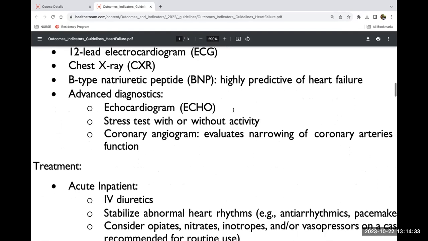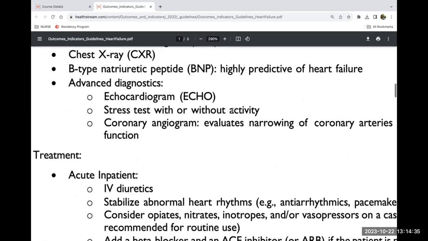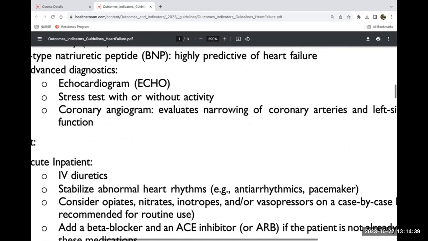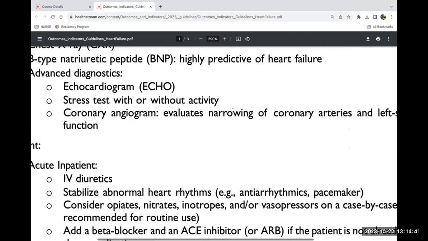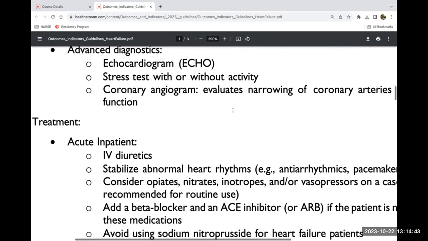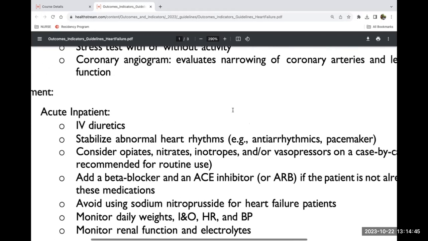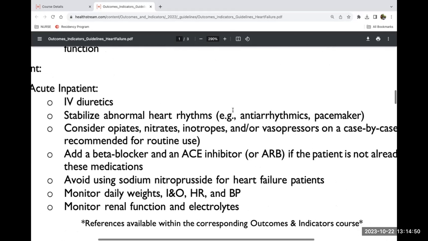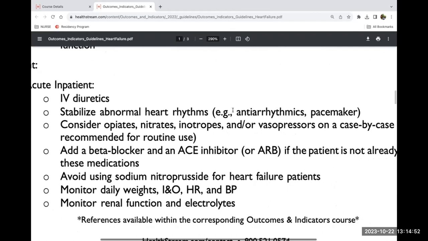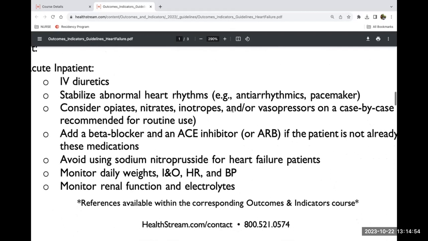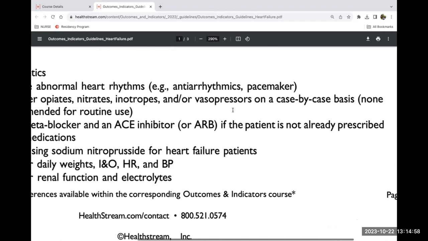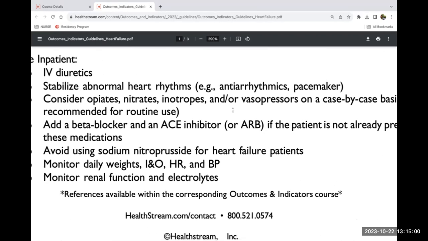Advanced diagnosis: echocardiogram or echo, stress test with or without activity, coronary angiogram, valves, heart arteries, and left-sided heart function. Treatment: acute inpatient IV diuretics such as furosemide or Lasix, stabilize abnormal heart rhythm, antiarrhythmics, pacemaker. Consider opiates, nitrates, inotropes, and/or vasopressors on a case-to-case basis, not recommended for routine use.